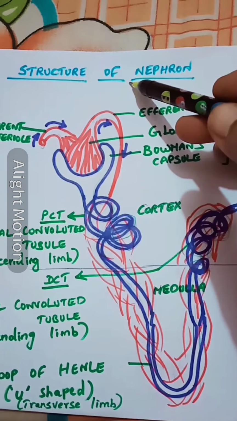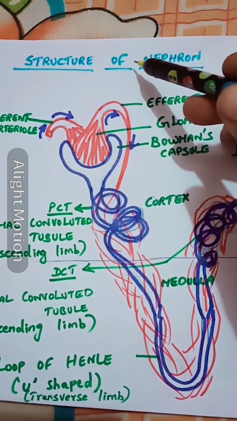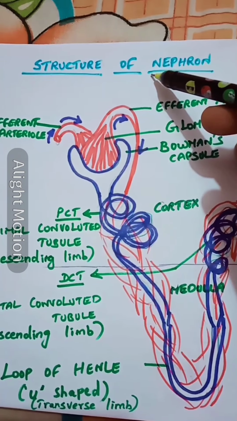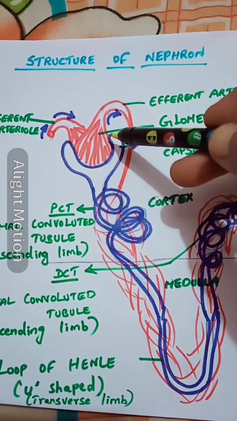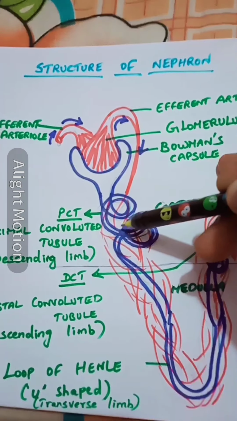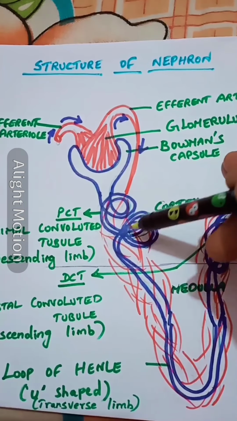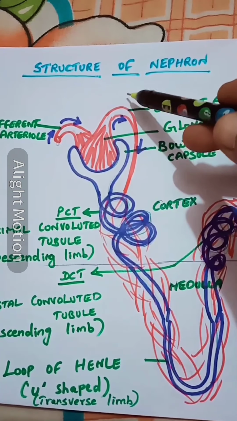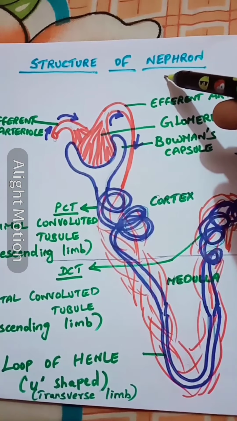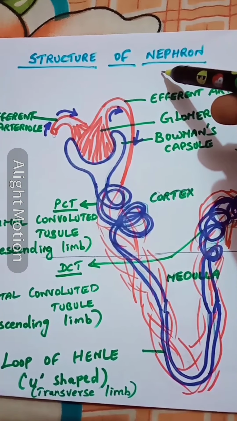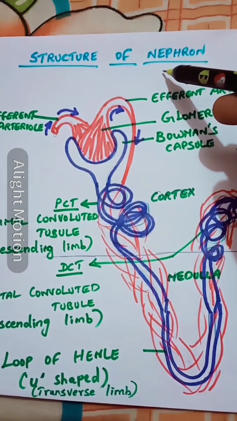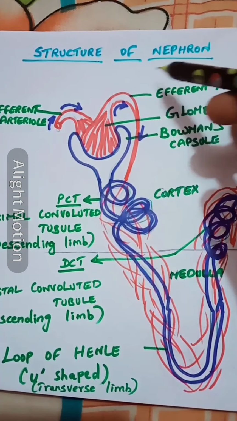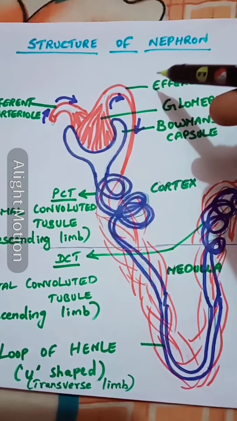This is the structure of the nephron. First you should know what a nephron is. Millions of microscopic filtration units present in each kidney are said to be nephrons. Why are they called filtration units? Because they filter the impurities from the blood and take away the impurities in the form of urine. That is why it is called a filtration unit. It is otherwise called the structural and functional unit of each kidney. So the question comes, what is a nephron? It is the structural and functional unit of the kidneys.